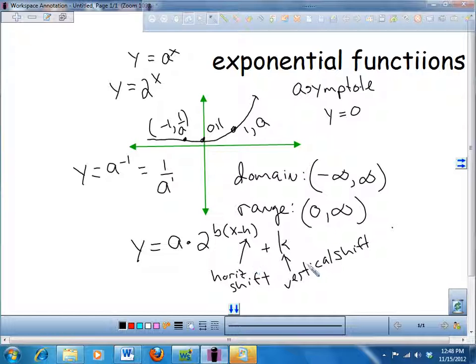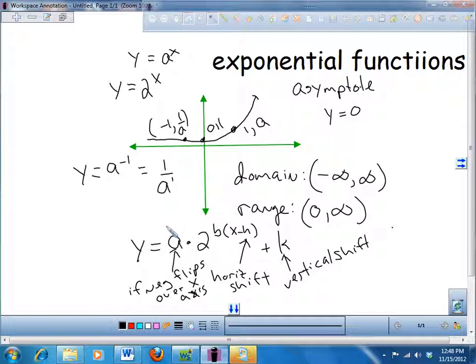Okay, horizontal shift. All you did is play with a negative sign. If it's negative, what does that do to it? It flips it over the x-axis, right? And what if it's a big number? We didn't really talk about that. But what would you think that a big number in front of there would do?